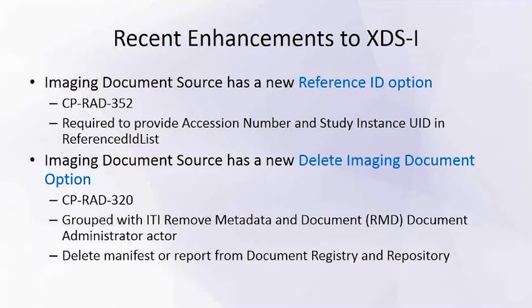Another CP is 320. We added a new option called the delete imaging document option for the imaging document source. This option requires the imaging document source to be grouped with the new ITI profile called RMD, Remove Metadata and Documents, so that now you have a proper way to delete documents like a manifest or report from the registry and the repository when the imaging study is deleted from the PACS or the VNA.